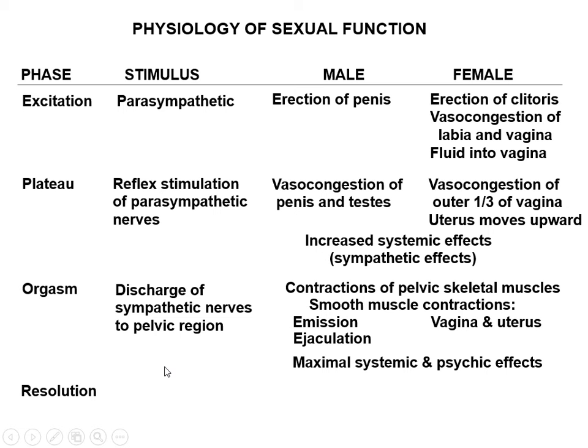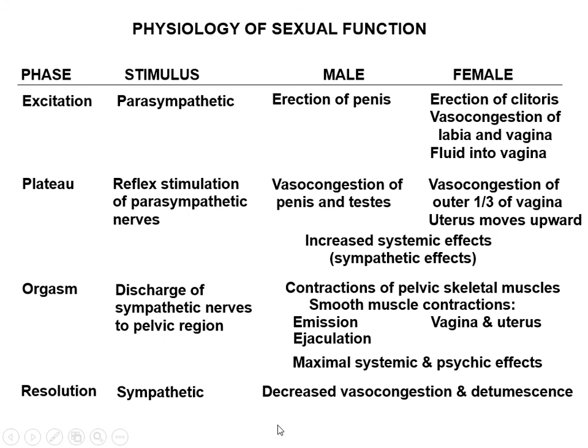Finally, you have resolution, and resolution is due to continued sympathetic outflow. And remember, what sympathetic nerves are going to do is they're going to cause vasoconstriction in the genital region. So the primary effect of that is to cause decreased vasocongestion and detumescence of the erectile tissue. And that's followed by a refractory period in males, but not in females.